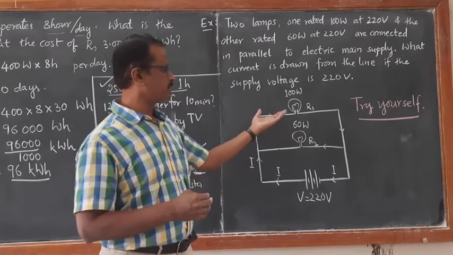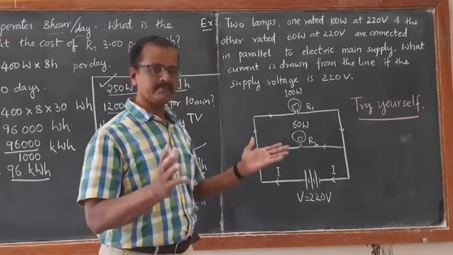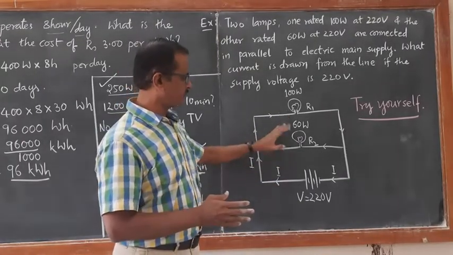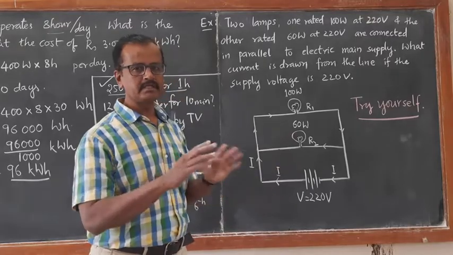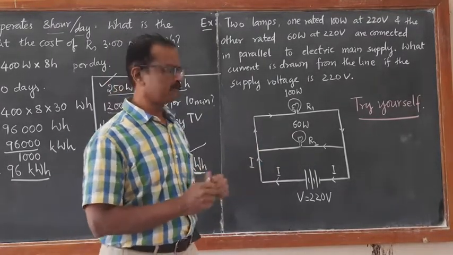The hint is power P is equal to V squared by R, because the voltage is the same. When the bulbs are connected in parallel, the voltage supplied to both the bulbs will be the same. Voltage doesn't divide, voltage remains the same. With this hint, I think you can solve this problem.